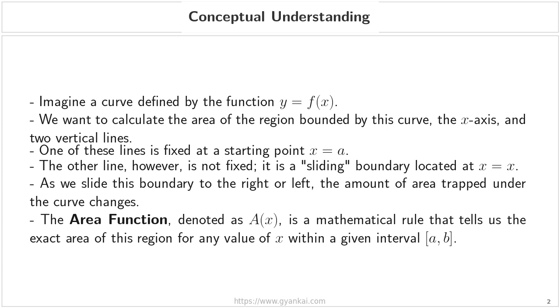A of x is essentially a mathematical rule, a formula that tells us the exact area of that region, the area under the curve bounded by the x-axis, the fixed line at x equals a, and the sliding line at x, for any value of x within a specific interval. We usually denote that interval as a to b, meaning x can take on values between a and b. So, A of x isn't just a number, it's a function itself. It takes a value of x as input and gives you the corresponding area as output. This is a crucial concept, and we'll see how it connects to the definite integral in the next slide.